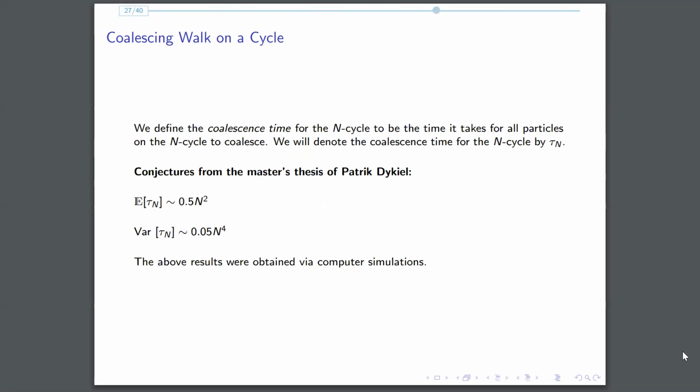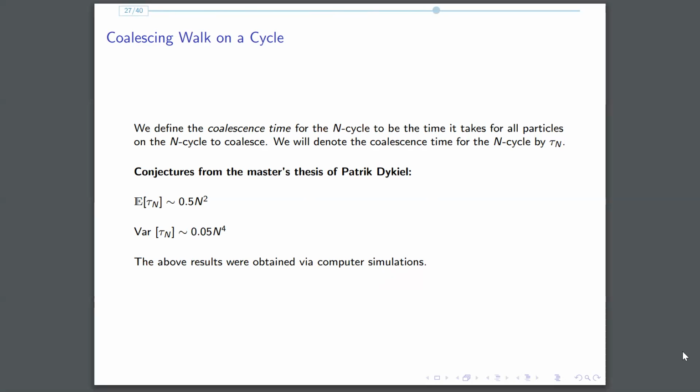While the problem of the coalescing walk in an interval was previously studied by Michael Larson and Russell Lyons, as we discussed before, as far as we know, the coalescing walk on a cycle has not been studied rigorously. We'll define the coalescence time for the n-cycle to be the time it takes for all particles on the n-cycle to coalesce. We'll denote the coalescence time for the n-cycle by tau_n.